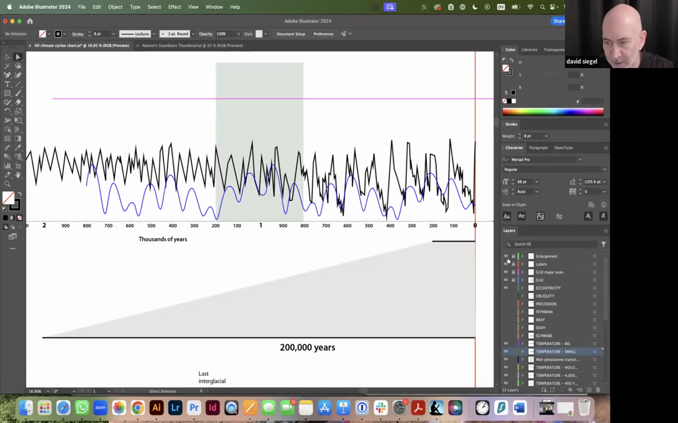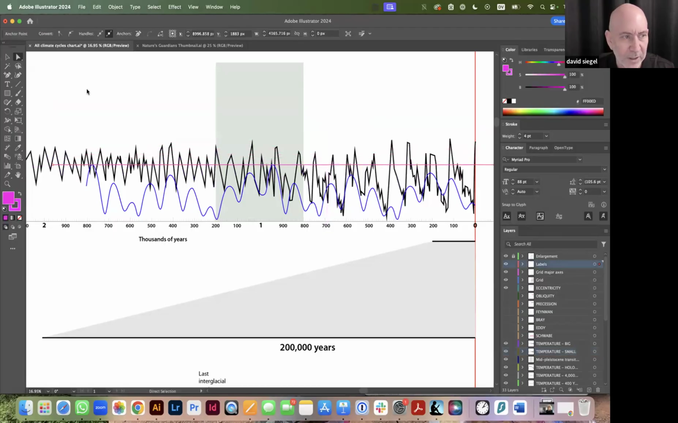I'm going to use my handy pink tool here to show that these are the interglacials. Got to organize myself. So these are anywhere around here. This is above this. This is an interglacial. And then below that is really cold.